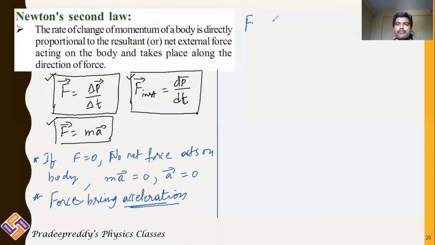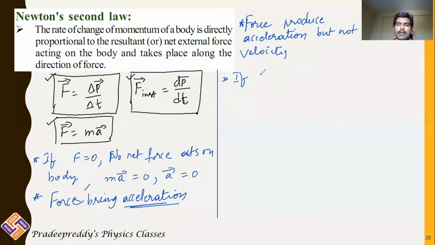So therefore, remember that force produces acceleration but not velocity. Remember that.